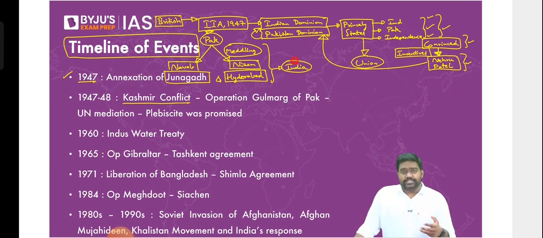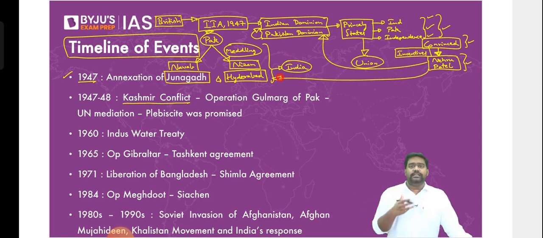If these princely states were allowed to merge with Pakistan, then we essentially would have large Pakistani enclaves inside India. There would be mini Pakistans everywhere. And this was something which was unacceptable to the Indian leadership. That would threaten our integrity and sovereignty.